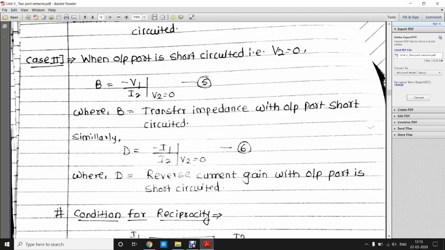This B is nothing but, we know the ratio of V by I is impedance, so its name will be transfer impedance with output port short circuited, and D equal to minus I1 by I2 with V2 equal to 0. Here D is the reverse current gain with output port short circuited.